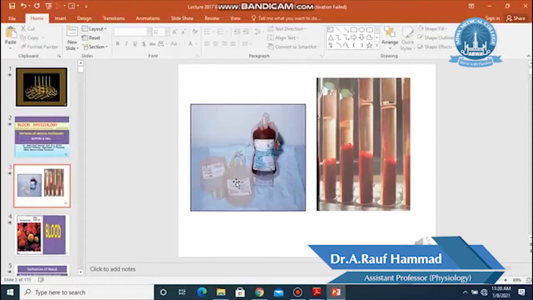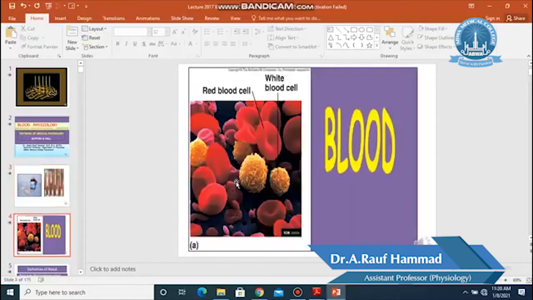Okay, this is another slide for blood showing the red blood cell and white blood cells. Red blood cells are biconcave shape like a donut, and others are white blood cells and different types of white blood cells, and occasionally there are the small fragments of the megakaryocytes. These are the platelets.